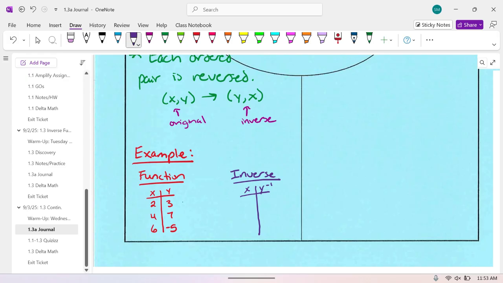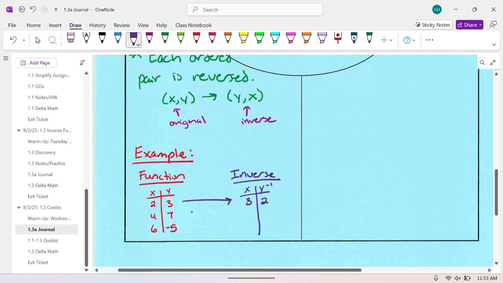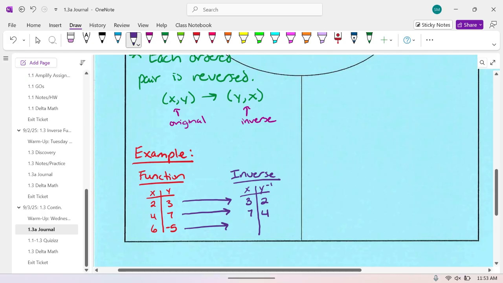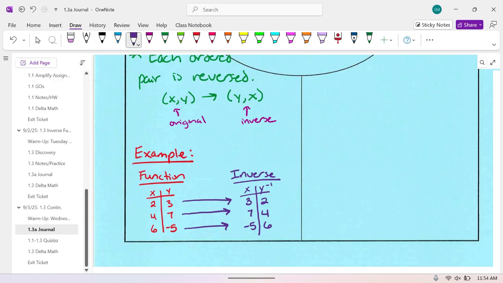Someone raise their hand and tell me, if I go from 2, 3, what's the inverse of that? It'll be 3, 2, right? Someone else tell me, if we start at 4, 7, what's the new point? 7, 4. And then 6, -5, what's the new point? -5, 6. Good. It's literally as easy as flip-flopping the rows. You just literally flip-flop those two values.